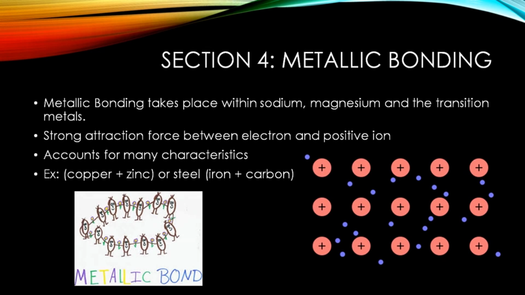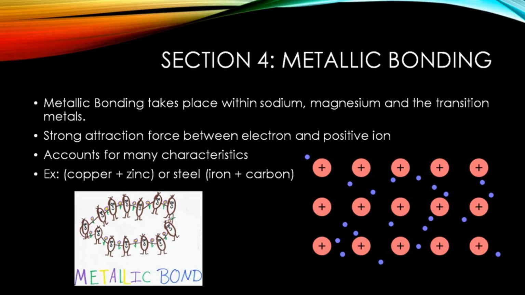Section 4, metallic bonding. We're almost done. If you look at the highest energy levels of most metal atoms, you will observe that they are occupied by very few electrons. In a metal, the vacant orbitals in the atom's outer energy levels overlap, and because of this, the outer electrons of the atom are able to roam freely throughout the metal.